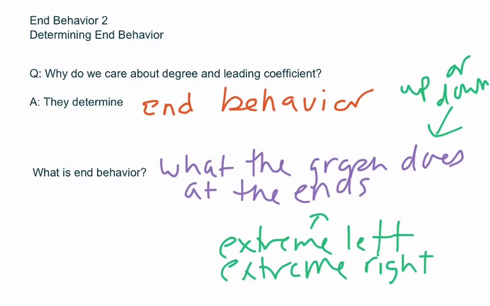In other words, when you look at the extreme left-hand side of the graph, that is left, does the graph go up or does it go down? And when you look at the extreme right, does it go up or does it go down? Now, pictures can often help. We're big advocates of pictures here in Algebra 2.